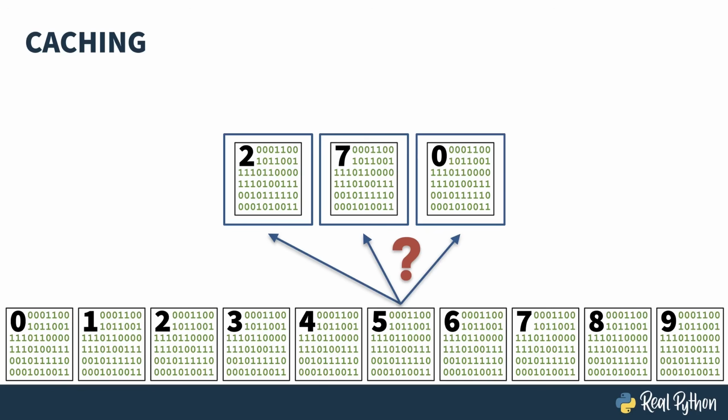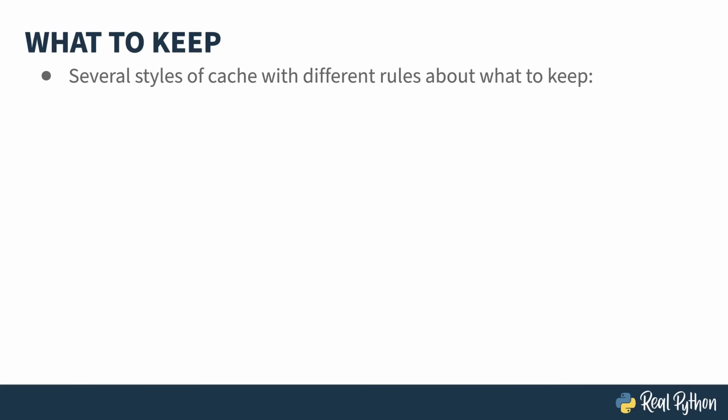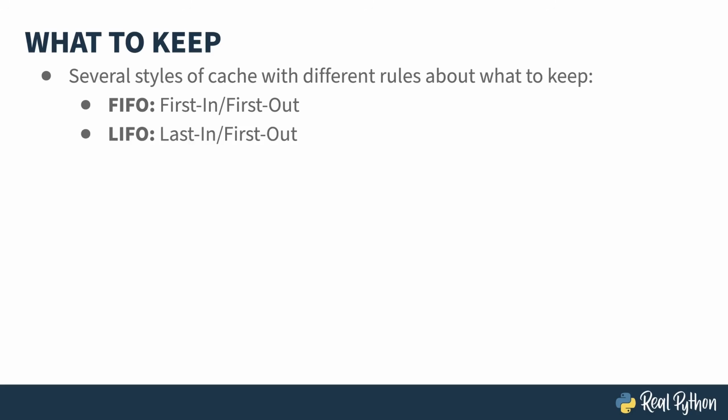Let's look at several different kinds of caching policies. The first is called FIFO, short for first in, first out. This means that whatever got put into the cache first is the thing that gets removed when the cache is full. LIFO, or last in, first out, means the last thing that got put in the cache is the first to go.